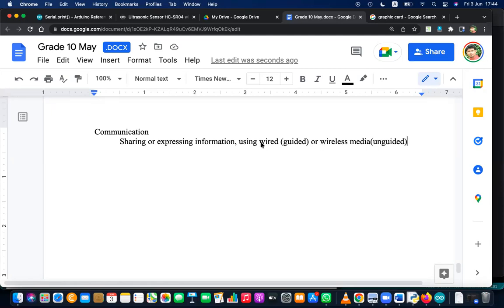Wired or wireless media for the purpose of communication. What's the purpose of resource sharing?